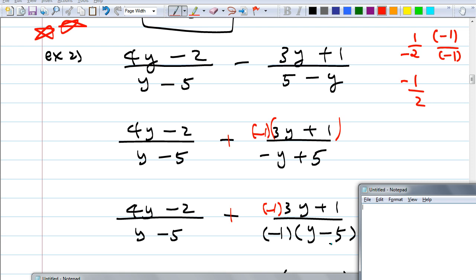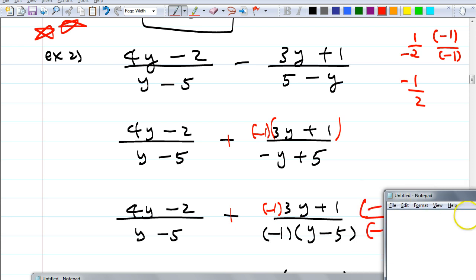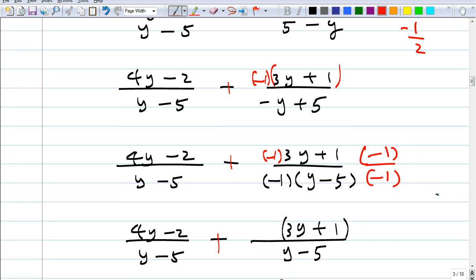Isn't that right? Is there a way to get rid of that negative 1 on the denominator, by the way? Because I don't want that negative 1 on the denominator. Chansu? Yeah, multiply both the numerator and the denominator by negative 1, right? Does that make sense? So if I do that, doesn't it just simply become 3y plus 1 over y minus 5? Do you see that?